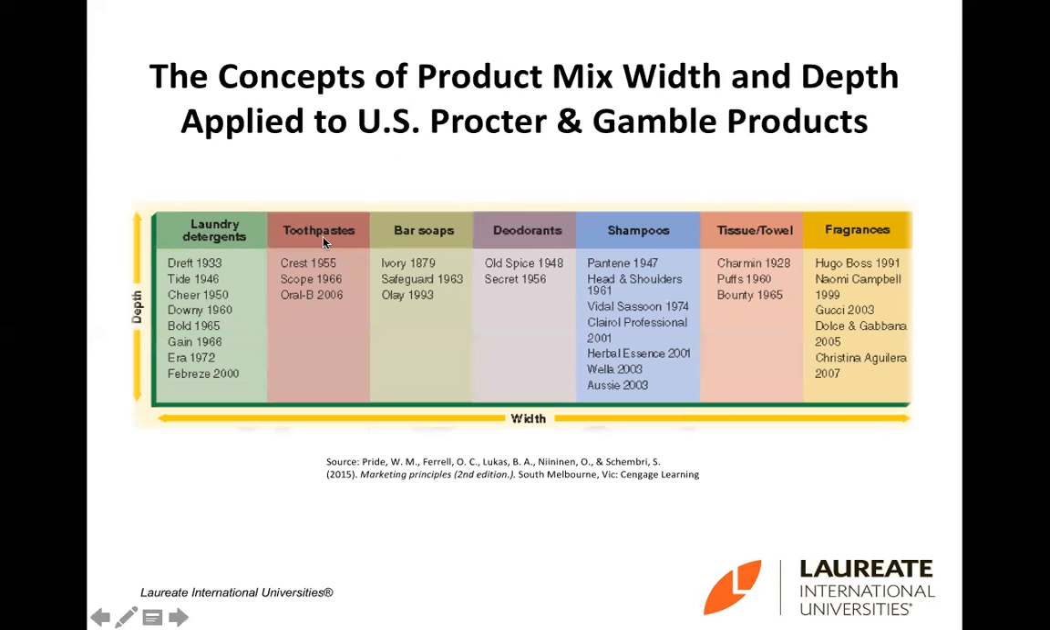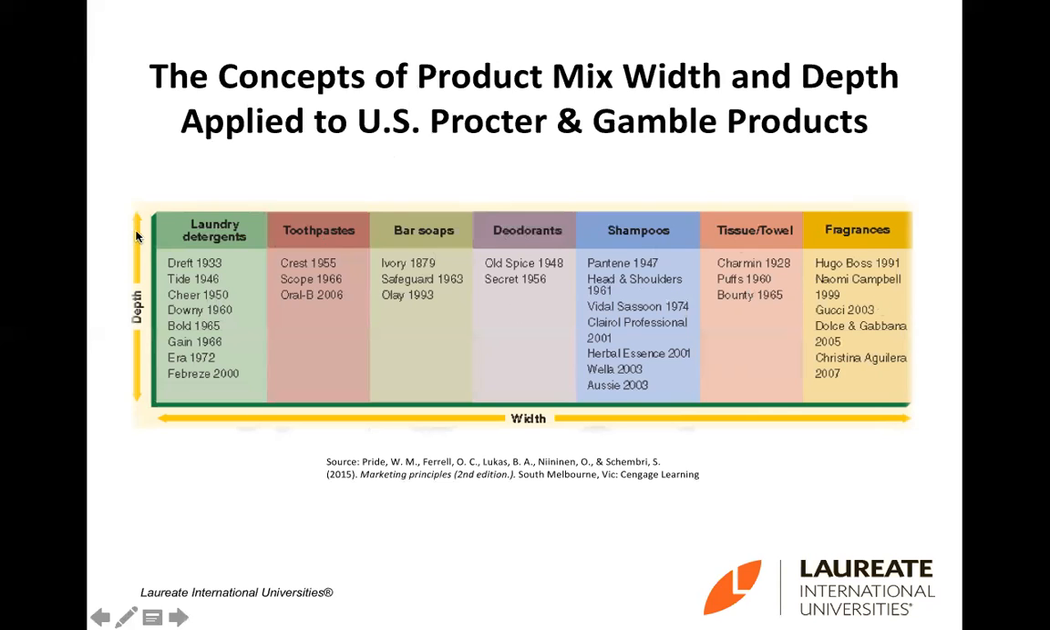They have laundry detergent, toothpaste, bar soaps, deodorants, shampoos, tissue, towels, fragrances. And they also have some food categories as well. So that's product width. We have in this diagram 1, 2, 3, 4, 5, 6, 7 product width.